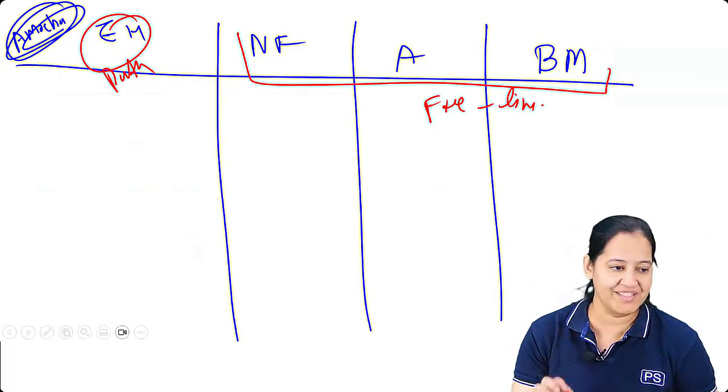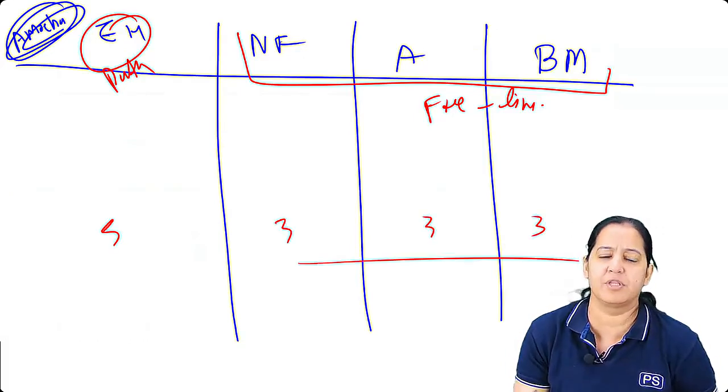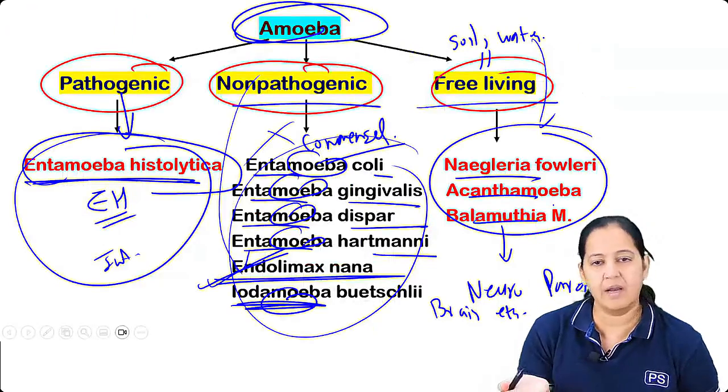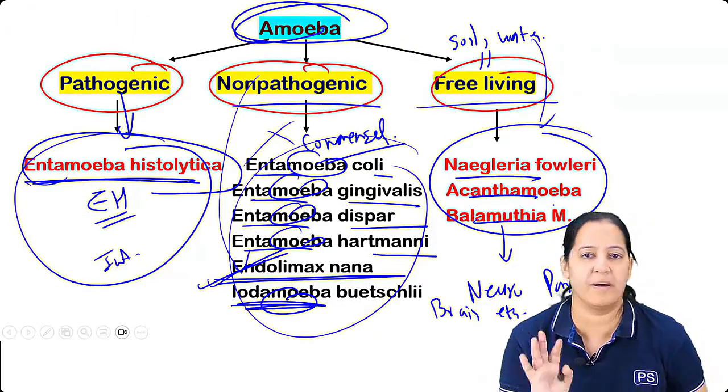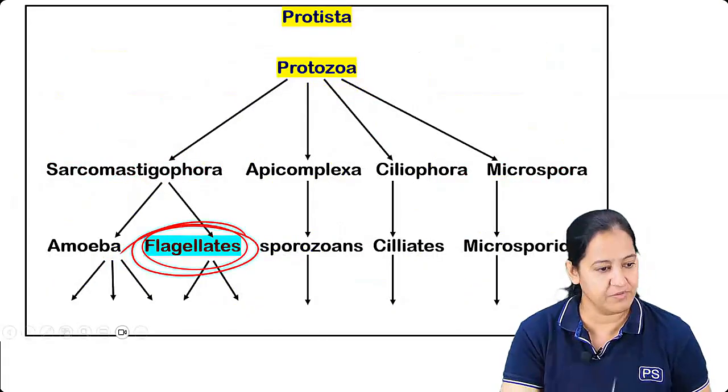So 4 to read from here, 5 minutes each, maybe 3 minutes on them. These are small. So we will require nearly some minutes on the amoebas. So amoebas will be done first. After amoebas, we will come to the flagellates next.